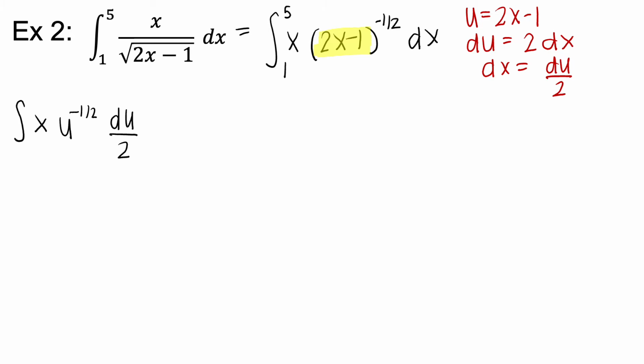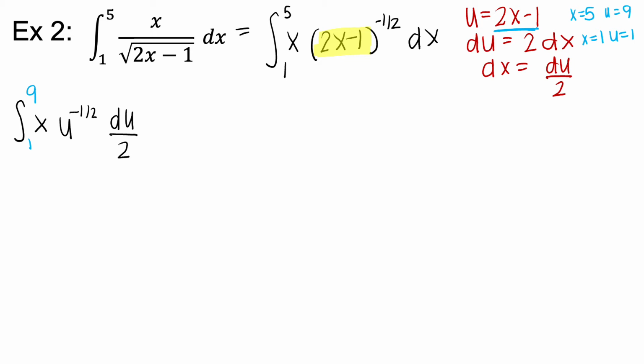Let's also go ahead and change our upper limit and our lower limit. So let's change when x equals 5 using our u equation. u would be equal to 2 times 5 minus 1, which would just be 9. And when x equals our lower limit of 1, u would be equal to, using our equation, 2 times 1 is 2, minus 1 is just 1. So changing our bounds to be from 1 to 9, our upper and lower limit.